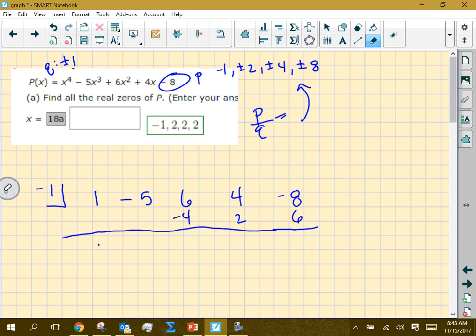So plug negative 1 in. I'll bring my 1 down, multiply, gives me negative 6. Multiply gives me 6. 12 then, negative 12, negative 8, positive 8, and that gives me 0. Okay. Now, you know that negative 1 is a 0, so x plus 1 is a factor. Okay. And then we go to the next option here, and choose the next option.